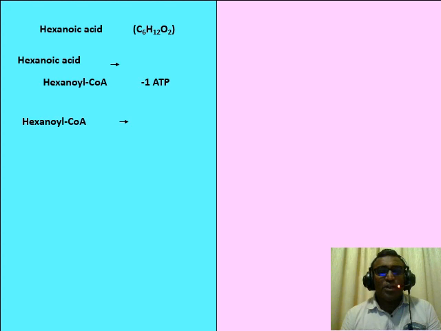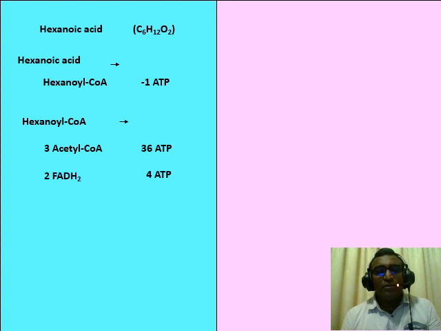Next, you need to cleave hexanoyl CoA using that 4-step process, and this only needs to be cut 2 times rather than 7 times as for palmitic acid. Once it's cut twice, it will lead to 3 acetyl coenzyme A, and 3 multiplied by 12, you will get 36 ATPs once it goes into the citric acid cycle.